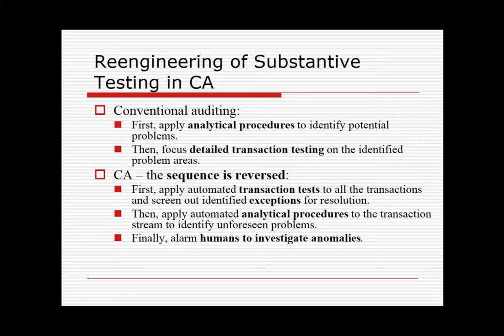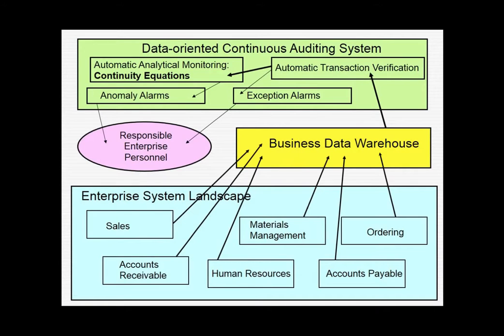So that's the other point he always makes on this. In auditing, first you apply analytical procedures to identify potential problems, then focus on the entire transaction testing of the identified area. In continuous audit, the sequence is reversed. First, you apply transaction tests to everything, and then you do what I call audit by exception.